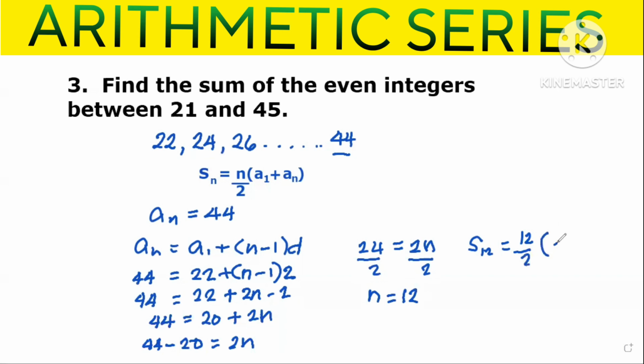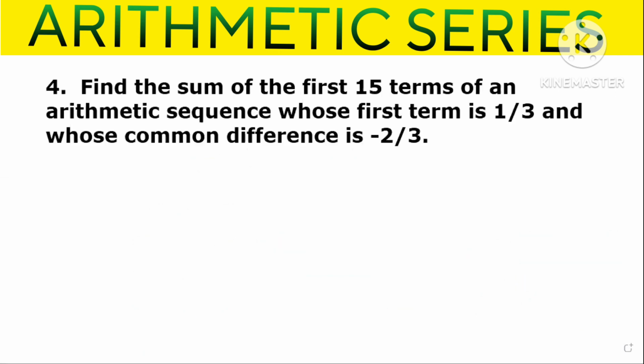A sub 1 is 22 plus a sub n, 44. So 12 over 2 is equal to 6, and 22 plus 44 is 66. So 66 times 6 is 396. So the sum of the even integers between 21 and 45 is 396.